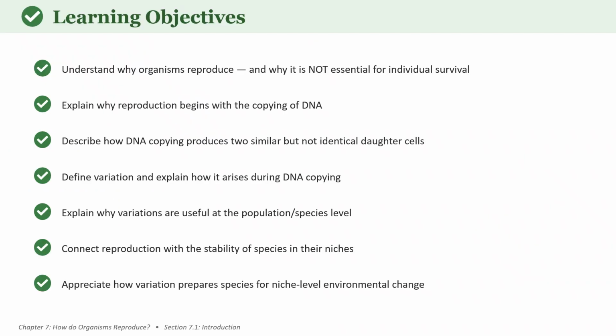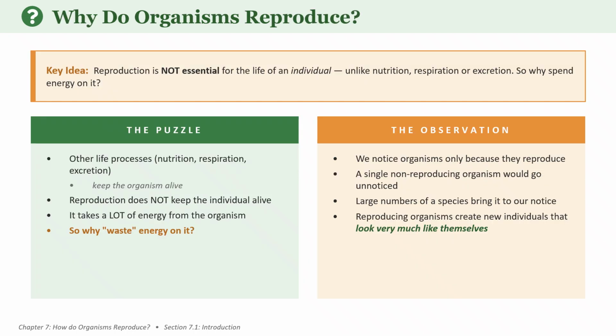So today we are going to learn why organisms reproduce and why reproduction begins with the copying of DNA, and also how DNA copying produces two similar but not identical daughter cells. And we are going to define variation and explain how it arises, and also explain why variations are useful at the population level, and connect reproduction with the stability of the species, and how variation prepares species for niche level environmental change. So let's start with the topic today.